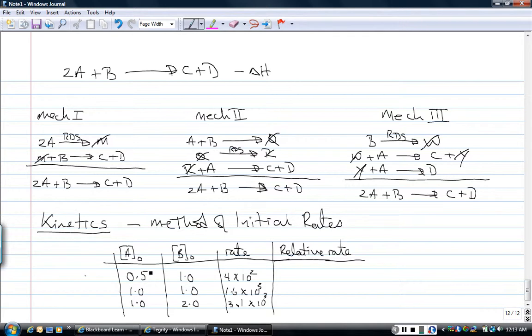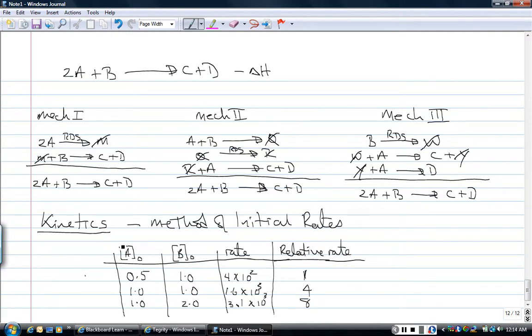Well, I'm going to take my smallest rate and call that unit. So that's my relative rate is 1. So this number is clearly 4 times that number. So I'm going to call this number my relative rate 4. And this number is roughly 8 times this number. Right? It's an experimental error. So I'm going to call this number 8. So those are my relative rates.